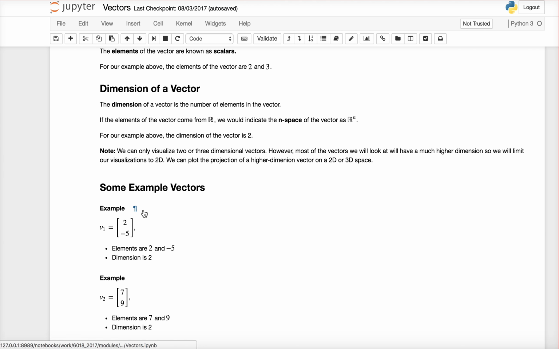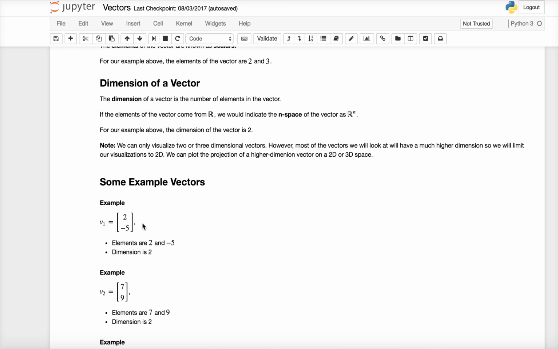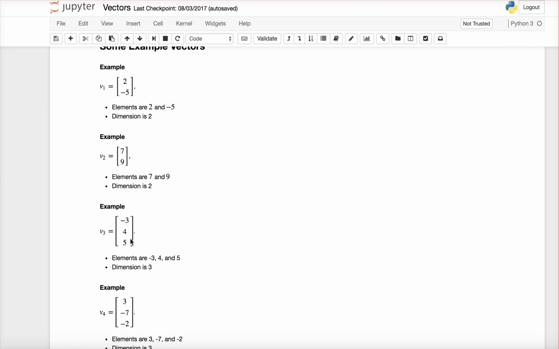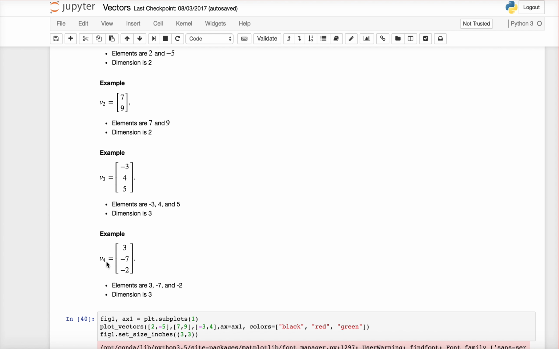So here's some example vectors. So v1 is a vector with elements 2 and -5, and the dimension of this vector is 2. Okay, v2, another two-dimensional vector with elements 7 and 9. Here, v3, we have a three-dimensional vector with elements -3, 4, and 5. And v4 is a three-dimensional vector with elements 3, -7, and 2.